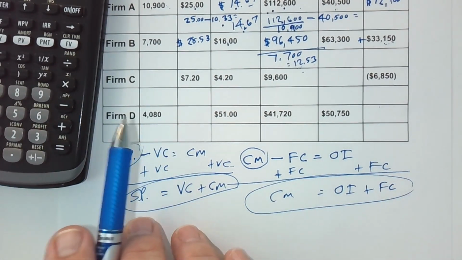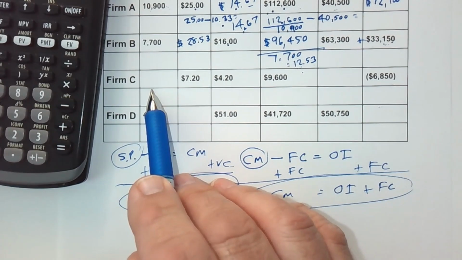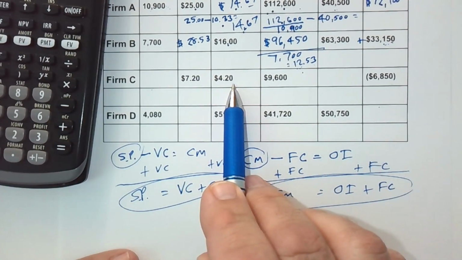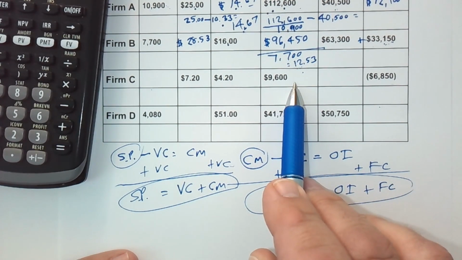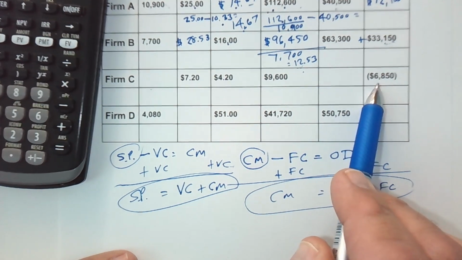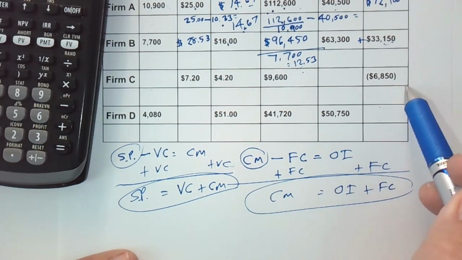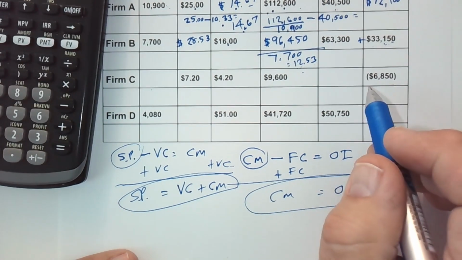Let's move on to firm C. In this case, we don't know how many units are sold. We do know the selling price, we do know the variable cost per unit, and we do know the contribution margin. So we should be able to find this out. We don't know the fixed costs, but we do know the operating income. In this case, it's in parentheses, so that tells us it's an operating loss.